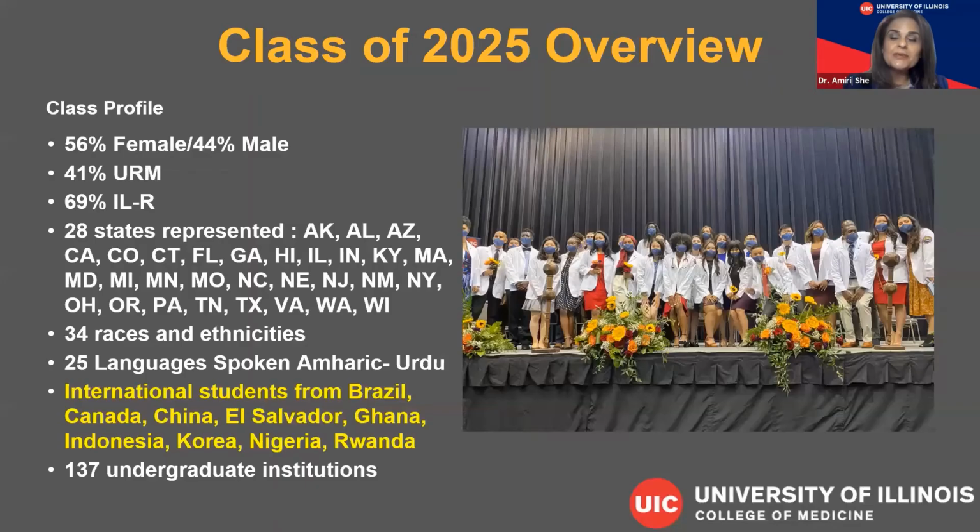I want to briefly share with you a high-level demographic description of the current students in our first year class. Of specific note, what you see highlighted in yellow are the international students that we have as part of our first year cohort this year. We actually have 14 students that are international, and they hail from the countries that you see on this slide.